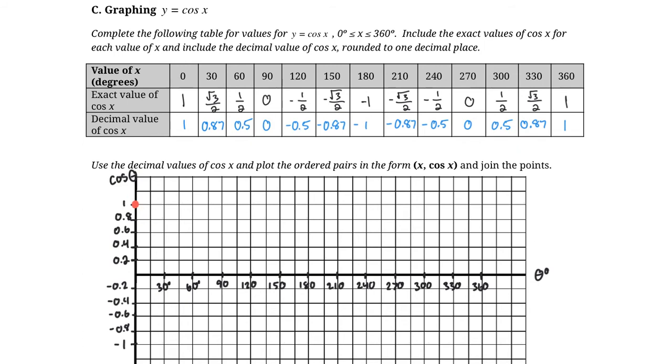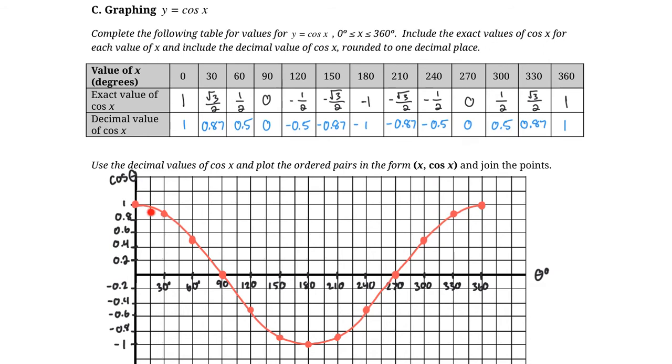So the cosine of 30 degrees is at 0.87, so it's around here. The cosine of 60 degrees is at 0.5. The cosine of 90 degrees is at 0. And now go ahead and plot the rest of the points on your own. So I plotted the rest of the points and I drew our curve.